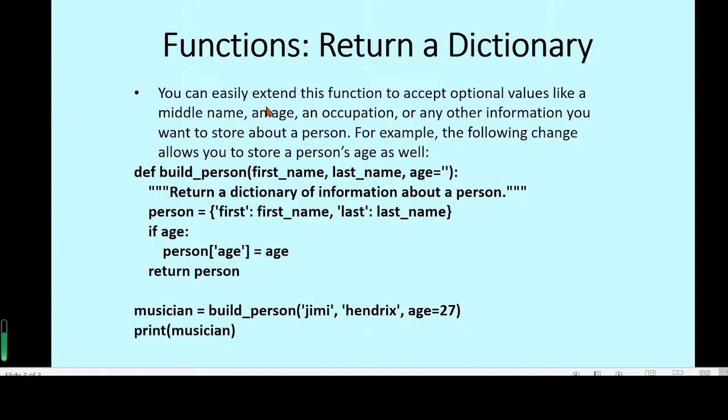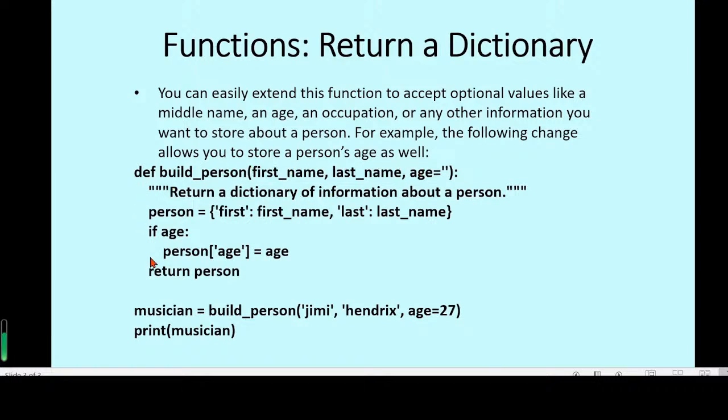And you can easily extend this function to accept optional values like a middle name, an age, an occupation, or any other information you want to store about a person. For example, the following change allows you to store a person's age as well.